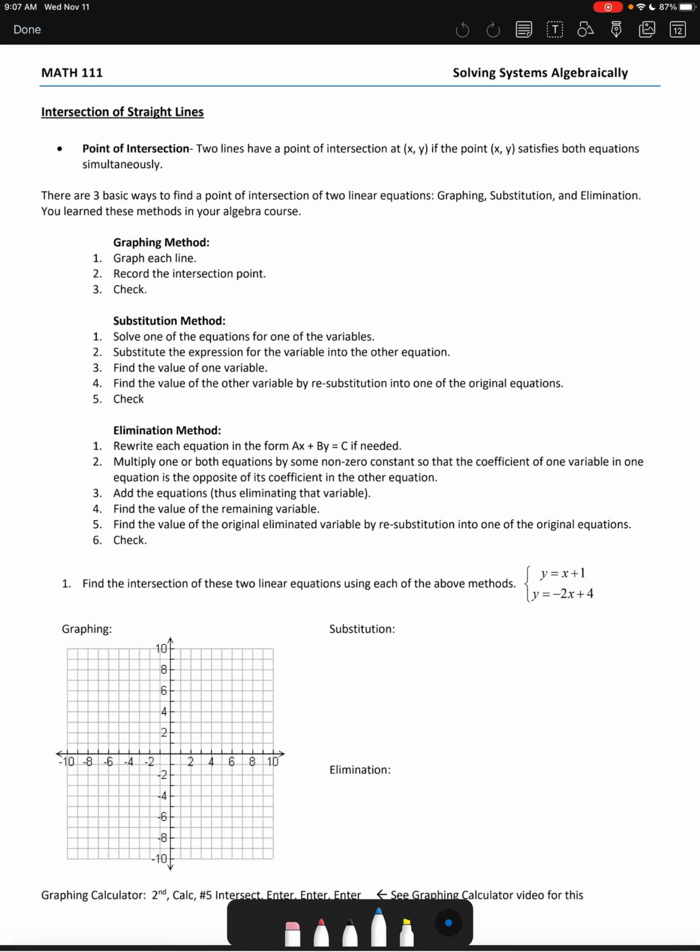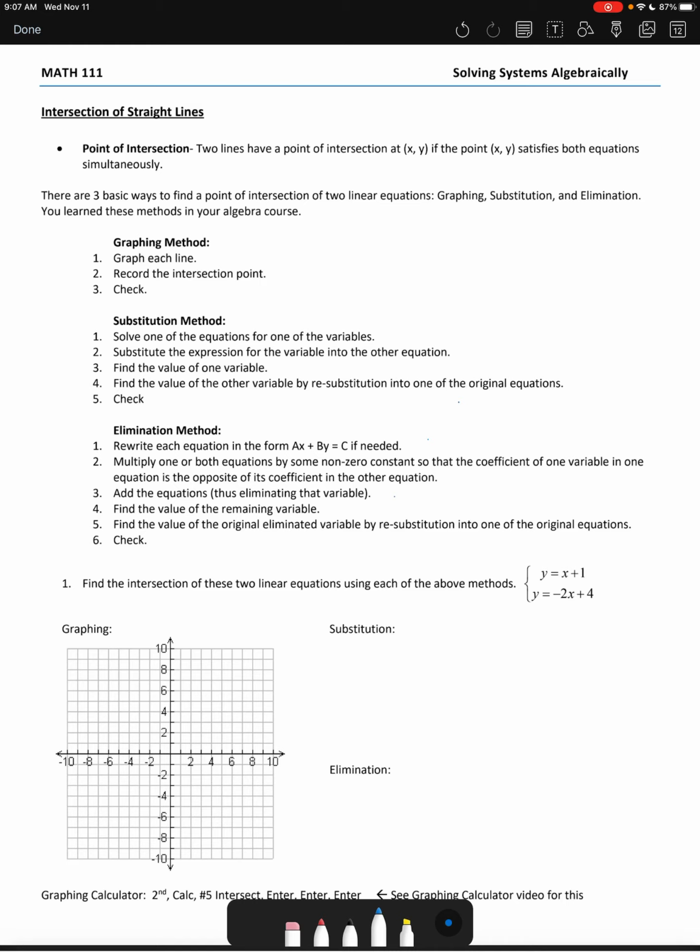So as a review, the point of intersection of two lines is a point (x, y) if that (x, y) point satisfies both equations simultaneously. So the point of intersection has to be true, it has to work in both equations. Just working in one is not good enough.